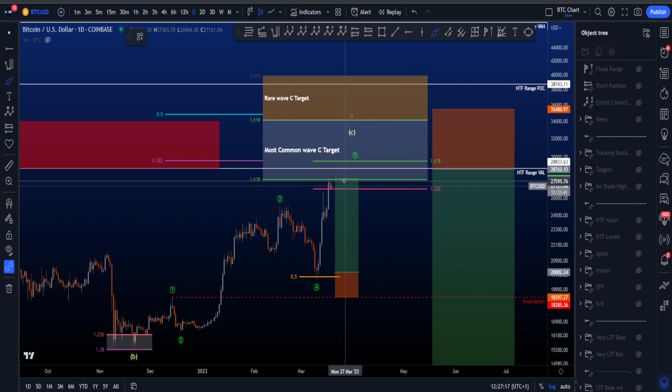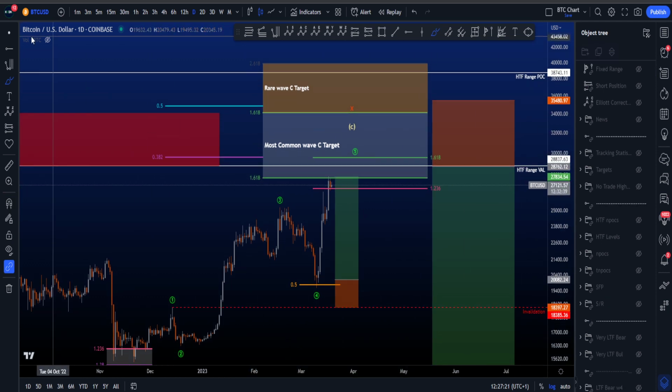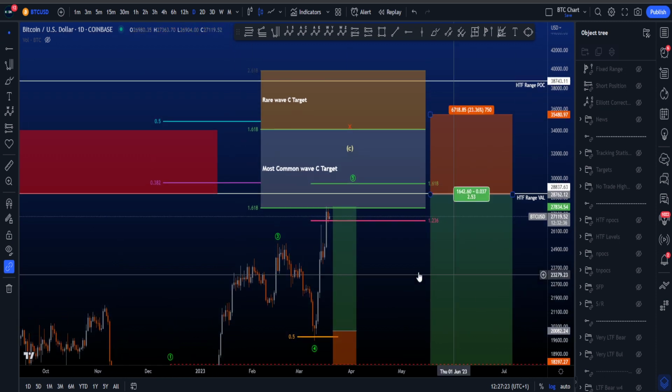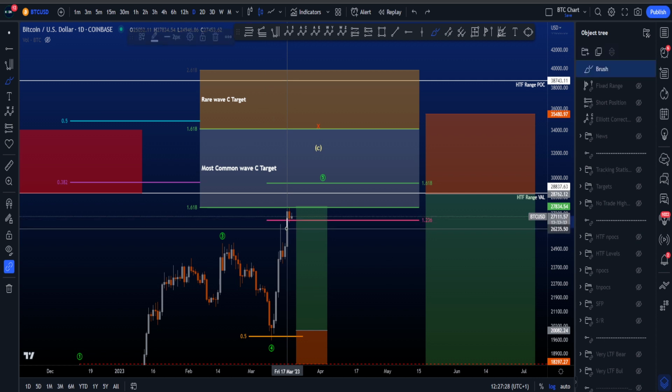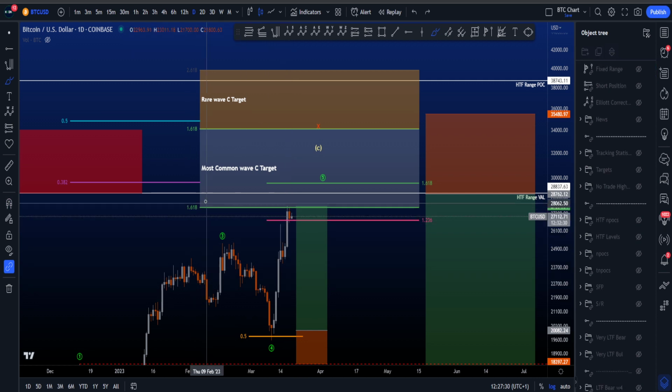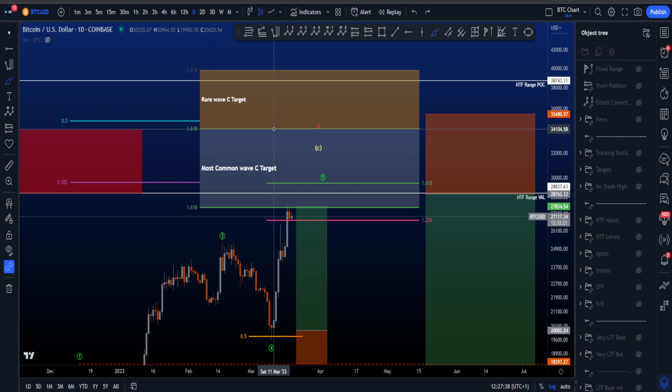And then trading it to the upside, where the most common wave C target is the white box that you see on the chart right now. As you can see as well, we hit this most common wave C target. We hit it 2 days ago, we hit it today as well, because the 1.618 over here is the minimum target at basically 27.7K, with the maximum target of the most common wave C being 34K.